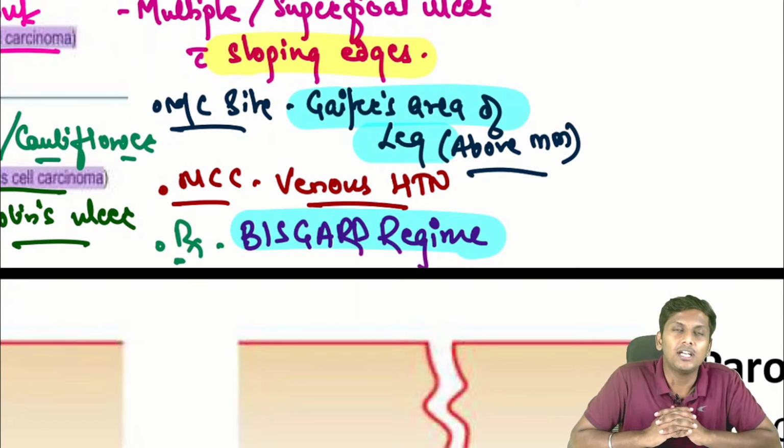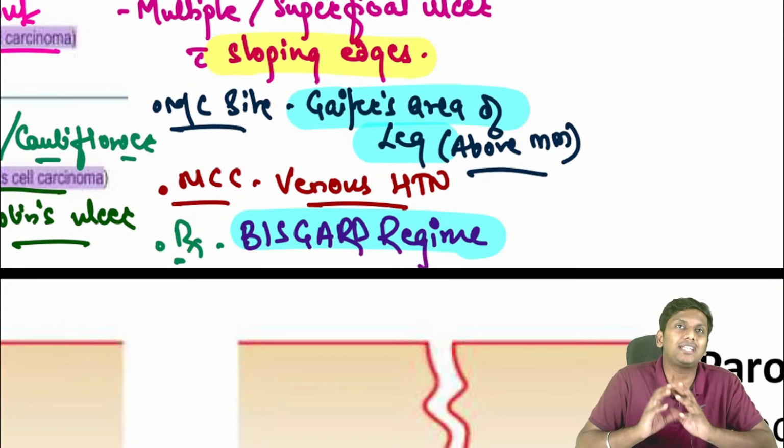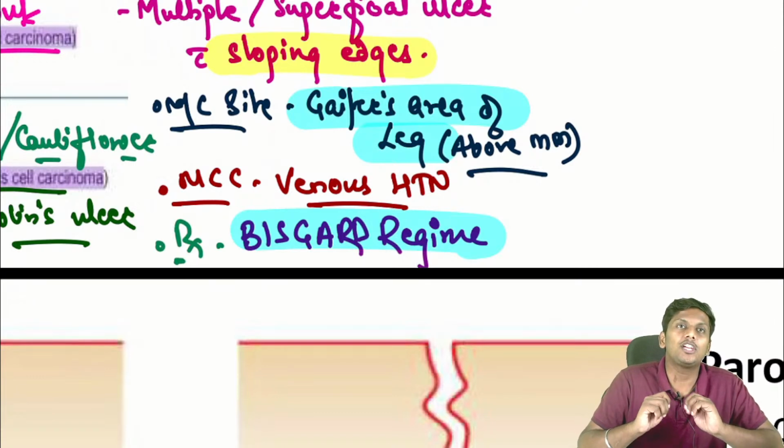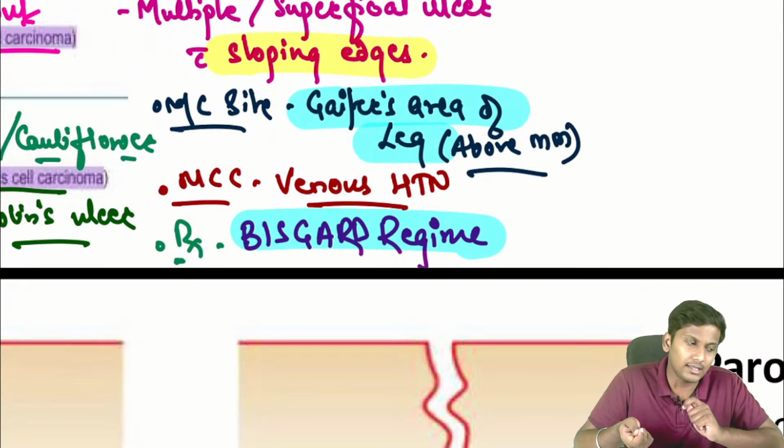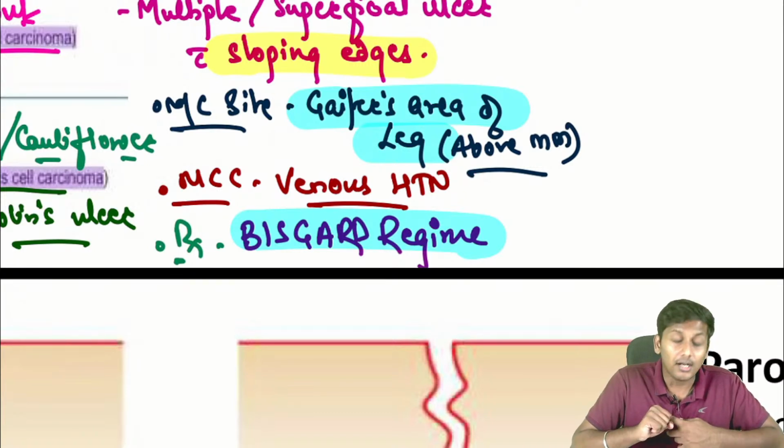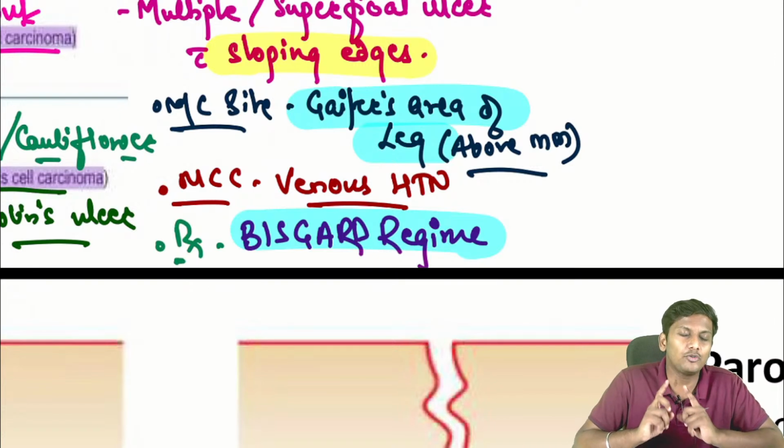What are these E's? First E is definitely educate the patient. Why do you want to educate the patient? To take care of the wound. The patient should take care of the wound properly and maintain proper wound hygiene. Keep cleaning it well and get the dressing done well. So first, you have to educate the patient.